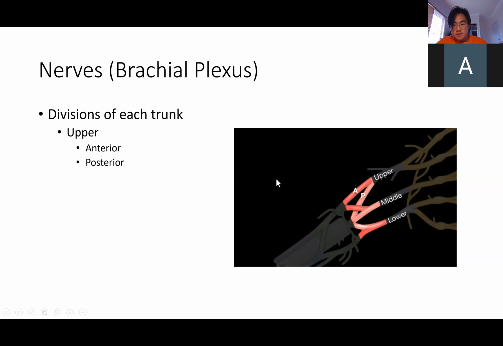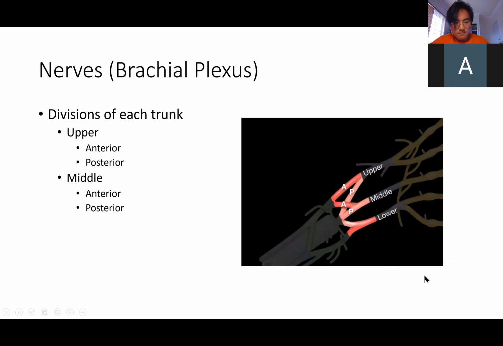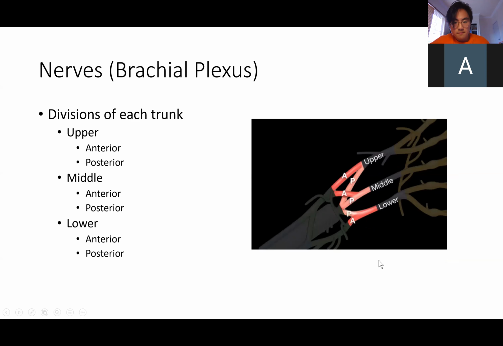Okay, the divisions. Now, these aren't really important either. You have an anterior and posterior of each trunk. Now, in the adult anatomy, the anterior and posterior aren't really important. They're named anterior and posterior because of their position in the developing baby. But in the adult anatomy, they get jumbled around, so the naming isn't that relevant anymore. You have upper, middle, and lower.